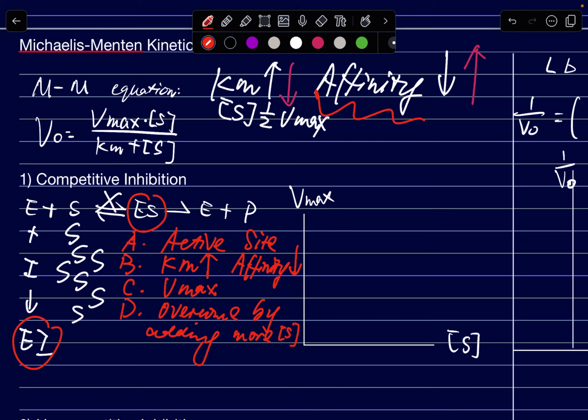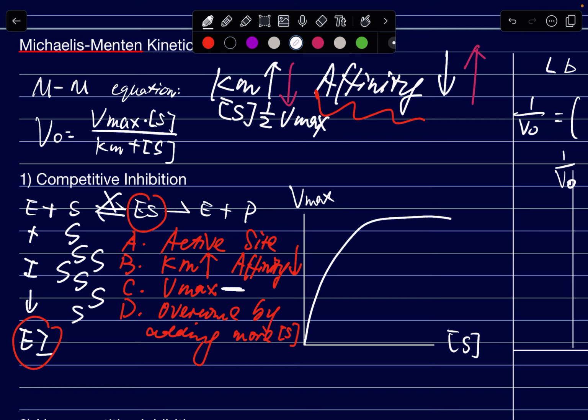If this can be overcome, then my Vmax doesn't get affected. My Vmax will stay the same, as long as I add enough substrate to stop the competitive inhibition. Okay, to reflect this on the graph, I'm going to draw a graph without any type of inhibition.